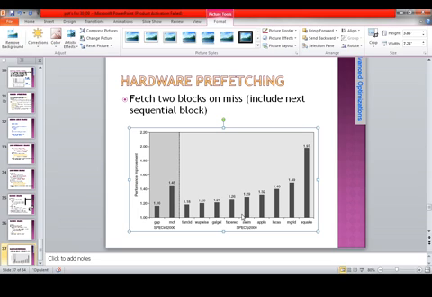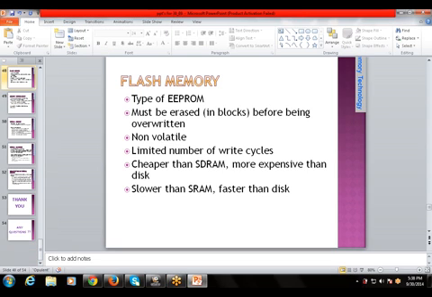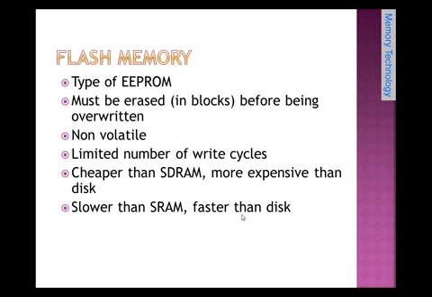Next, what is flash memory? Flash memory is a type of EEPROM, that is, electrically erasable programmable read-only memory. Flash memory must be erased before being overwritten, that is, it must be erased before using the next part, and flash memory is non-volatile in nature. It also has a limited, predefined number of write cycles.